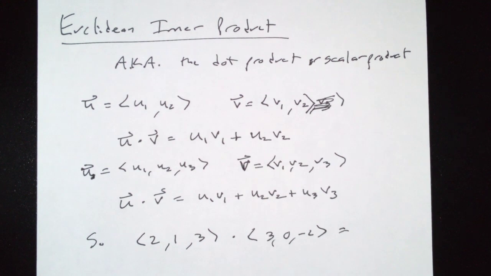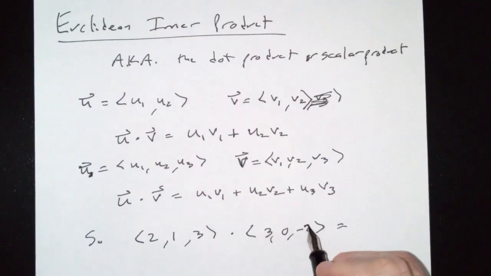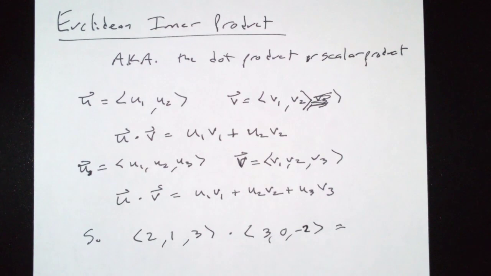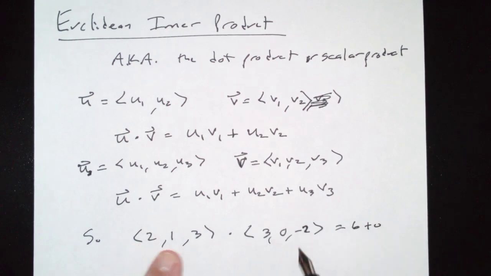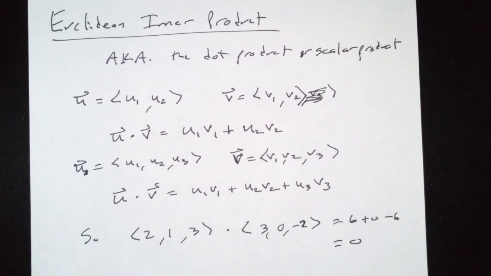What's that dot product? Zero. 2 times 3 is 6. 1 times 0 is 0. 3 times -2 is -6. The result here is 0.